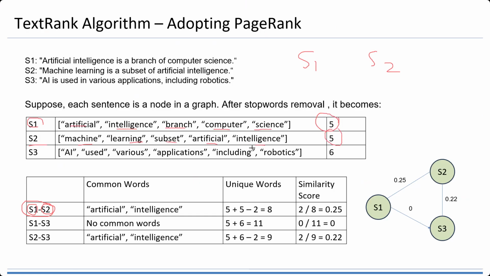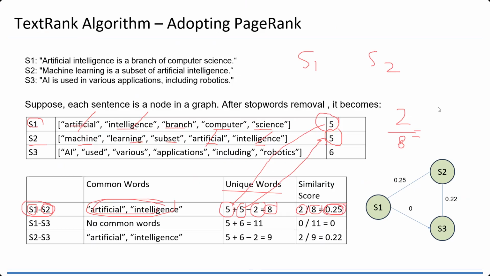And then we have unique words. Unique words means we remove the intersection. The intersection here is "artificial intelligence". So we have 5 from S1 plus 5 from S2 minus 2, which is the intersection, because we have 2 common words. Then there will be 8 unique words. Among the 8 unique words, 2 are common, so 2 among 8 unique words are similar. So the similarity weight is maybe 0.25.